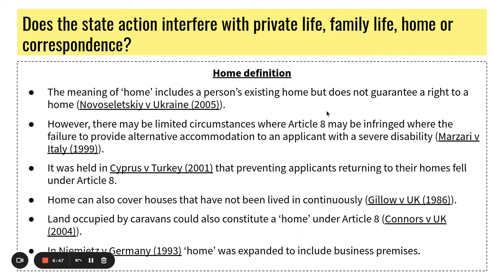Home definition, once again, there's a lot of case law around this. You don't need to know them all. The meaning of home includes a person's existing home, but does not guarantee a right to a home. However, there may be limited circumstances where Article 8 may be infringed, when there is a failure to provide alternative accommodation to an applicant with a severe disability, or prevention of someone returning to their home. Homes can also cover houses that have not been lived in continuously. Land occupied by caravans can constitute a home, and even a business premises could be seen as a home. This key case here expands the definition massively.